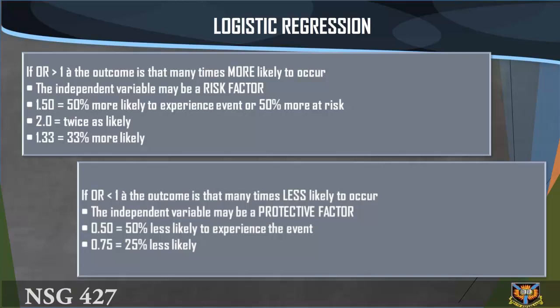If OR is less than 1, the outcome is that many times less likely to occur. The independent variable may be a protective factor. 0.50 is 50% less likely to experience the event. 0.75 is equal to 25% less likely.